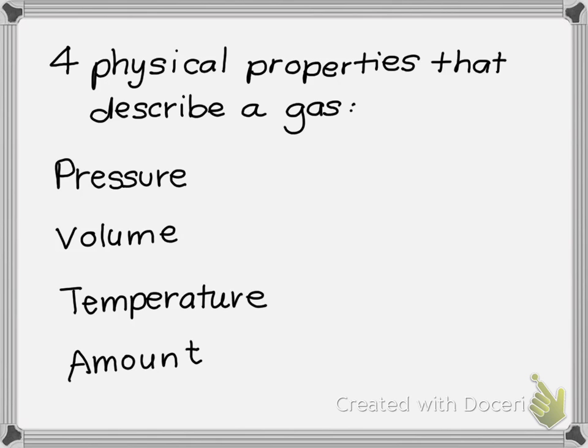So there's four physical properties that we often need to measure to help us to describe a gas, and those four are pressure, volume, temperature, and amount. So when we're working with equations, what we'll see is that they don't always write out the words. They'll use symbols, and pressure is going to be a capital P, volume is a capital V, temperature is a capital T, and the amount is n.